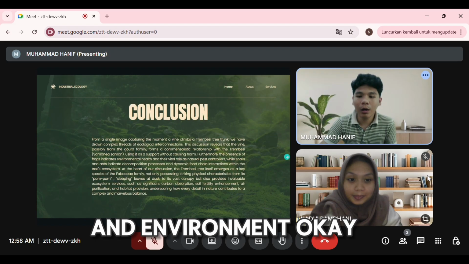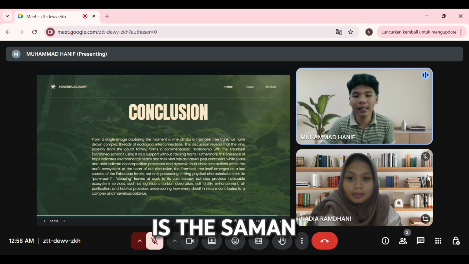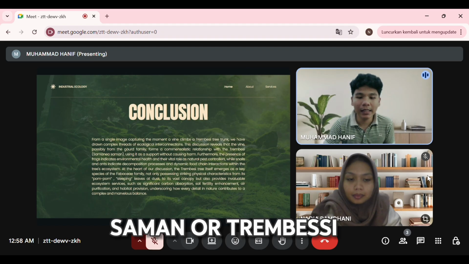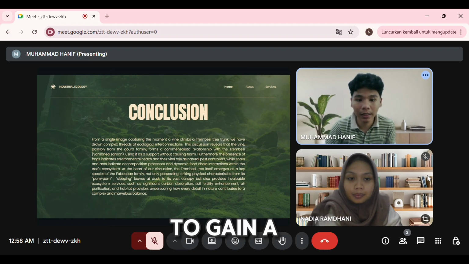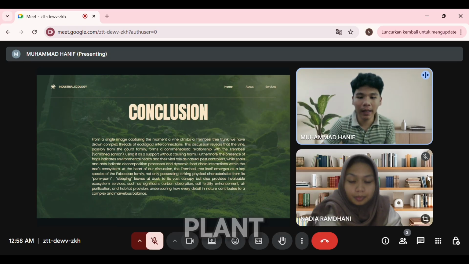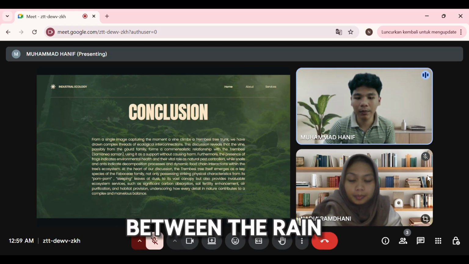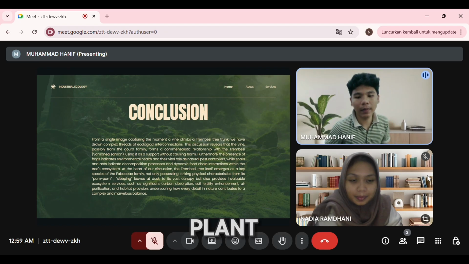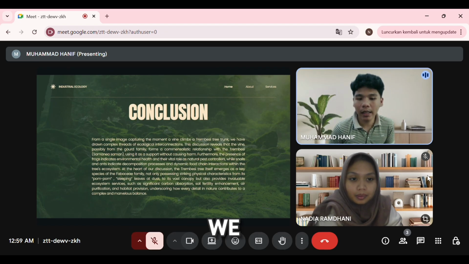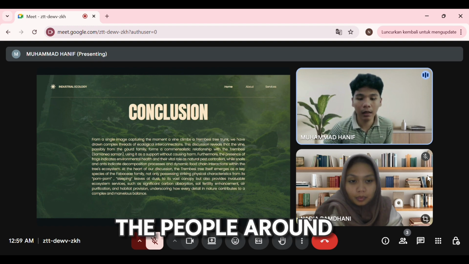Next slide. Okay, the conclusion of this study of the Samanea saman or Trembesi is that we were able to gain a deeper understanding of its parts. From the different components of the plant to its classification, we also learned about the relationship between the rain tree and other plants and animals, as well as its benefits for the people around it.